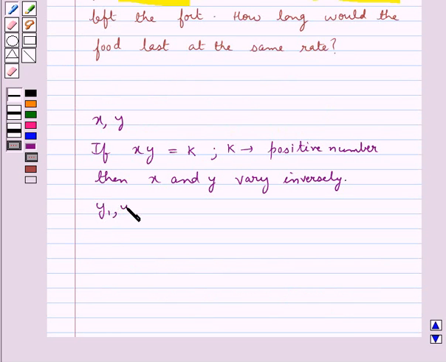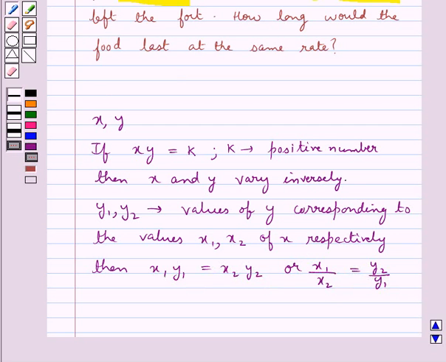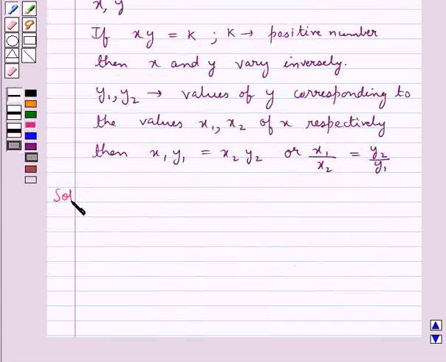In case y1, y2 are the values of y corresponding to the values x1, x2 of x respectively, then we have x1 y1 is equal to x2 y2, or we can also say x1 upon x2 is equal to y2 upon y1. This is the key idea to be used for this question. Now we move on to the solution.